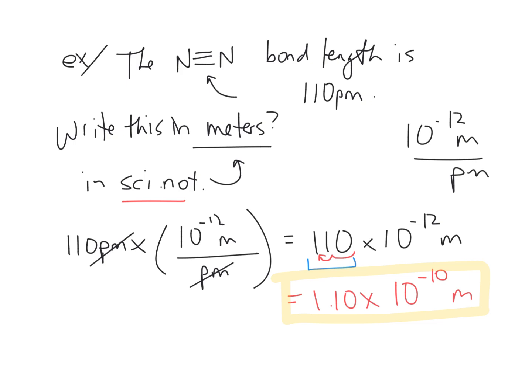Don't miss the fact that when you go from 10 to the minus 12 to 10 to the minus 10, the number got bigger. Okay, so if you move the decimal smaller, you make the order of magnitude larger.